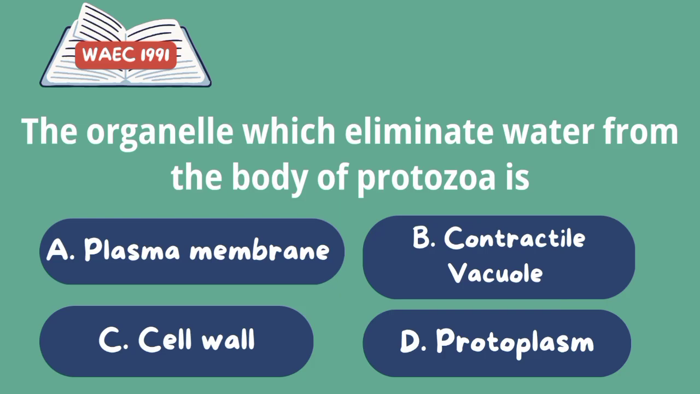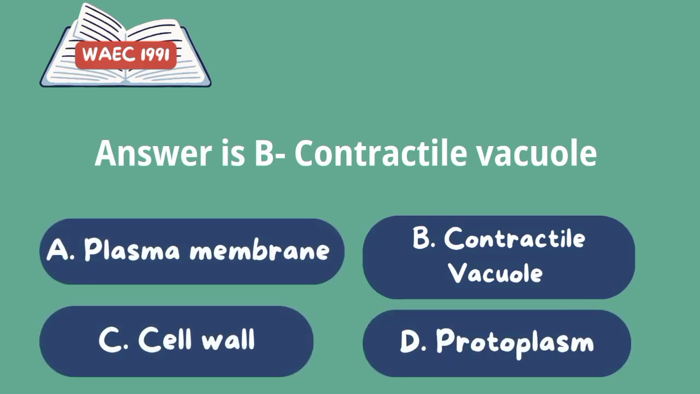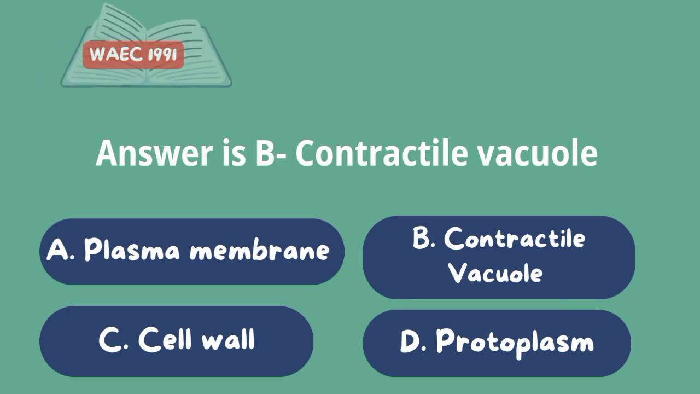The correct option is B, contractile vacuole. It is the organelle that carries out excretion, thereby maintaining water balance in protozoa like amoeba and paramecium. The membrane allows material to pass in and out of the cell. Cell wall is only found in plant cells and not in protozoa, while protoplasm works to accommodate other cell organelles.